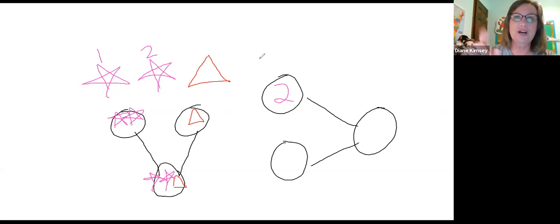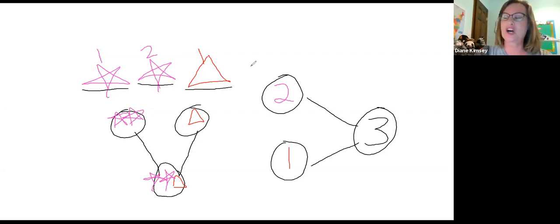I see 2 stars. How many triangles do you see there? I see 1 triangle, just 1. Very good, I see 1 triangle. How many do we see in all? Now I'm going to change to the same color as my number bonds, okay? How many do you see in all? I see 1, 2, 3. I see 3 in all.